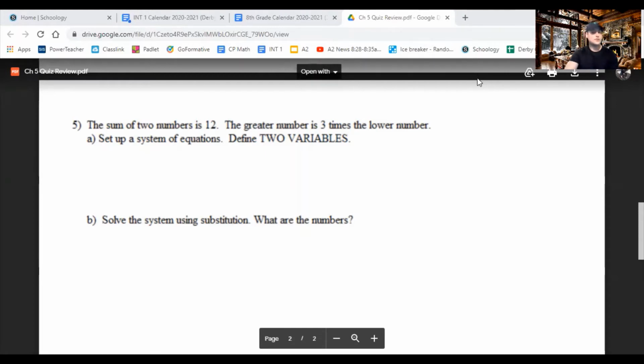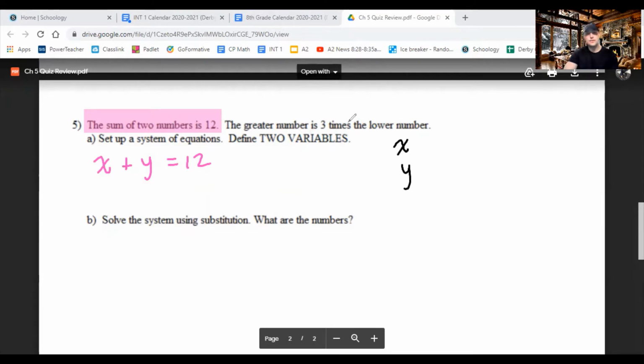I suggest using a strategy such as highlighting when it comes to setting up your equations. The first sentence says the sum of two numbers is 12. I don't know what these two numbers are, so right now I'm just going to call them x and y. And what I know is that they are summing together. So x plus y equals 12, because that's what sum means, to add. Okay, so we've got one equation.